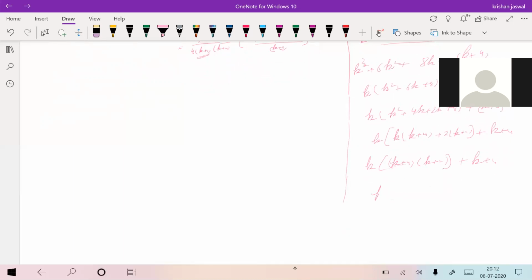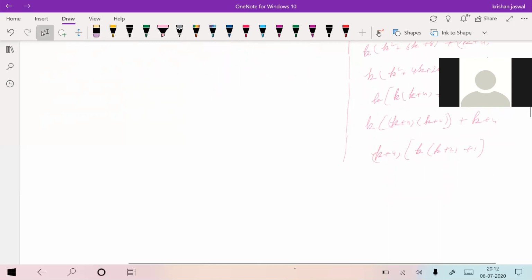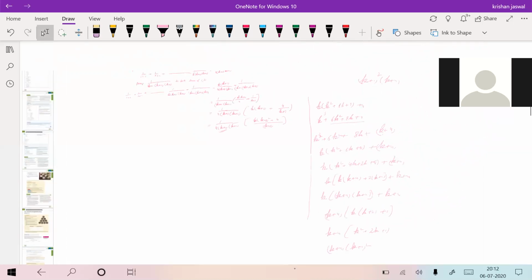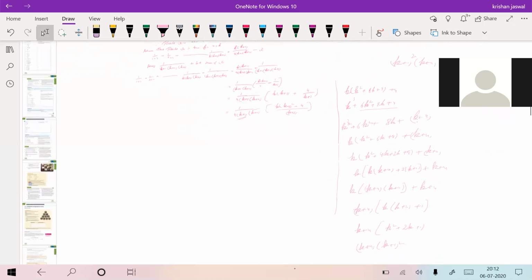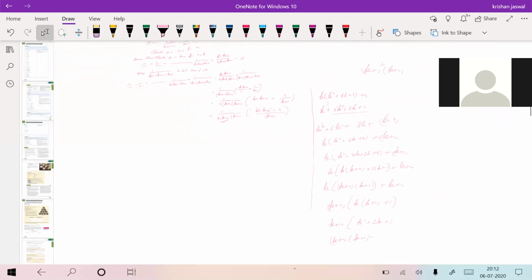k plus 4 is common, and we are left with k into k plus 2 plus 1. Now k square plus 2k plus 1 is k plus 1 whole square, so we get k plus 4 times k plus 1 whole square. Okay. We will write all these solutions after this.